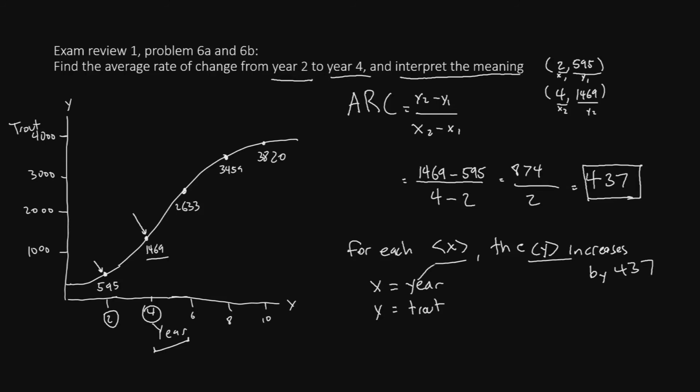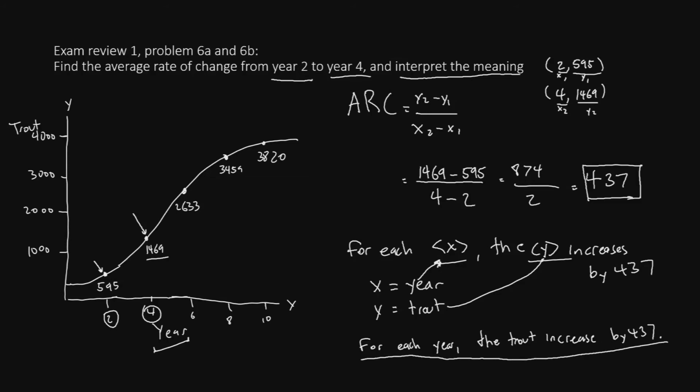So I can say that in the x spot here, for each year, the number of trout, which is the y spot, increases by 437. Not the most elegant sentence, but it will get the point across. This 437 tells us that for each year that passes, the number of trout in our pond will increase by 437. And we can say this is also just between year 2 and year 4.